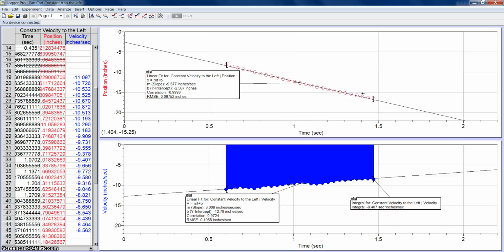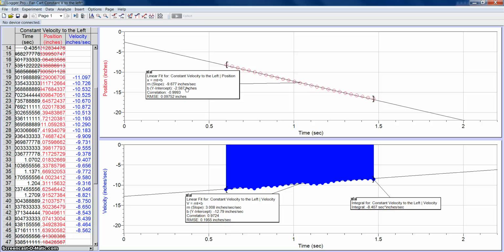So for our position time graph, we have this data right here, this equation, and our slope and y-intercept. Our y-intercept is negative 2.587 inches, which means at time equals 0, our cart was negative 2.587 inches behind the initial position or starting point. And our slope over here is negative 9.677 inches per second, which is just our average velocity for the fan cart in our time interval.